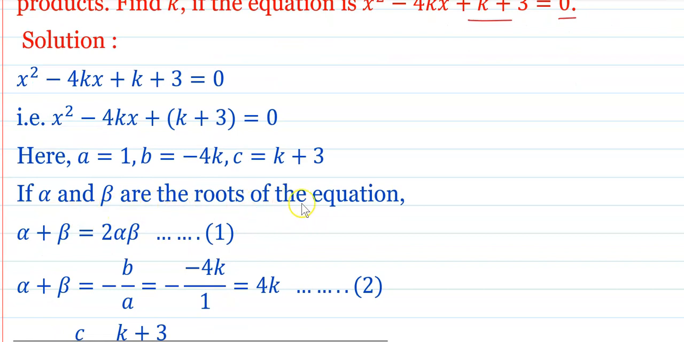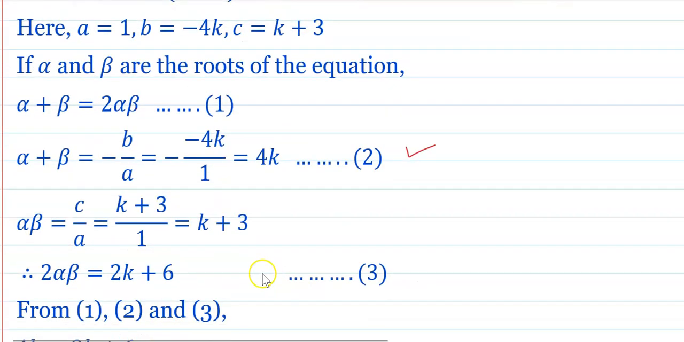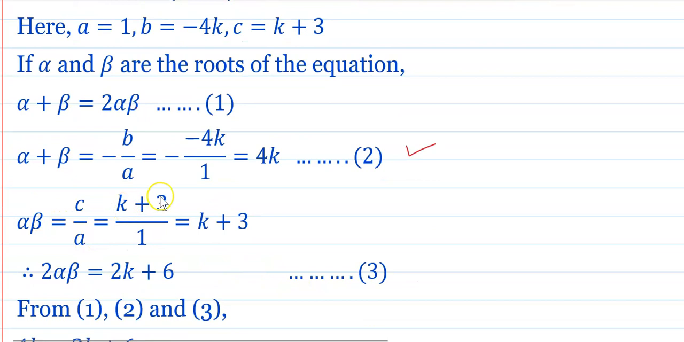If alpha and beta are the roots of the equation, alpha plus beta is equals to 2 times alpha into beta. Their sum is equals to 2 times their product. What about alpha plus beta? Minus b upon a. What is b? b is minus 4k, in bracket, upon 1. You will get 4k, alpha plus beta. Alpha into beta, c upon a, k plus 3 upon 1. That is k plus 3. What is the condition given? Their sum is equals to 2 times product. Okay. Therefore, 4k is equals to 2 times k plus 3.